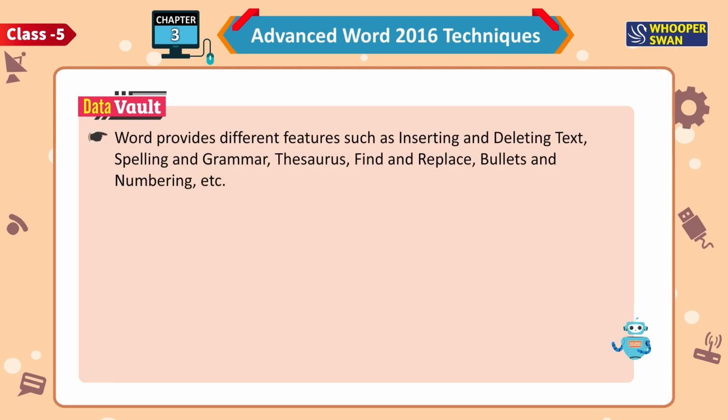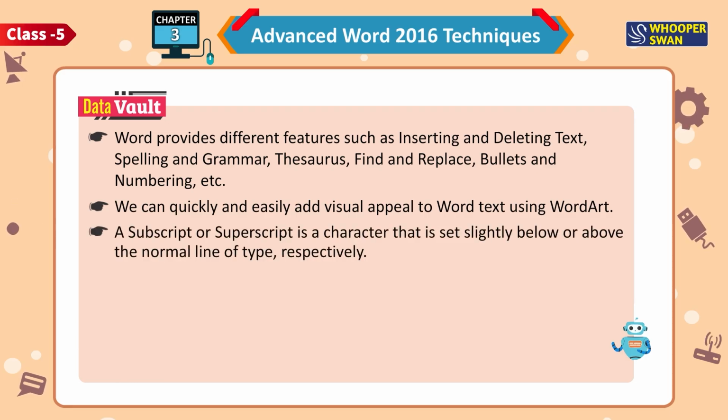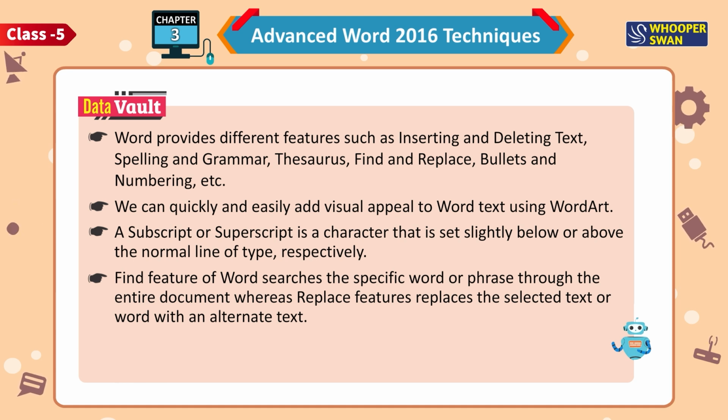Data Vault. Word provides different features such as inserting and deleting text, spelling and grammar, thesaurus, find and replace, bullets and numbering, etc. We can quickly and easily add visual appeal to Word text using WordArt. A subscript or superscript is a character that is set slightly below or above the normal line of type, respectively. The Find feature of Word searches the specific word or phrase through the entire document, whereas the Replace feature replaces the selected text or word with an alternate text.